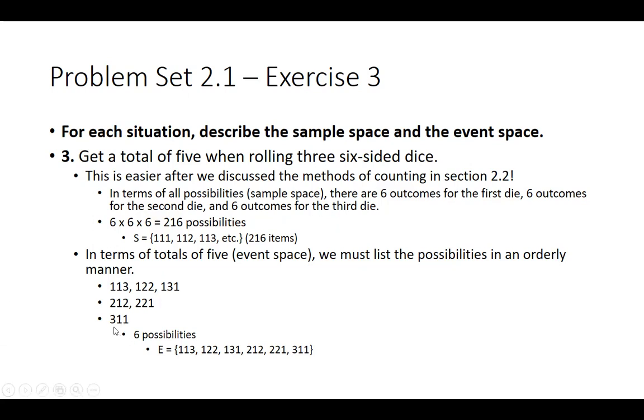And then we only have one possibility of rolling a 3 first and getting a 5, and that would be 3, 1, 1. There wouldn't be any possibilities starting with 4 because we could roll a 1 second, and that's already 5. There's no room to roll anything the third time. So there's just 6 possibilities in our event space: 113, 122, 131, 212, 221, and 311.